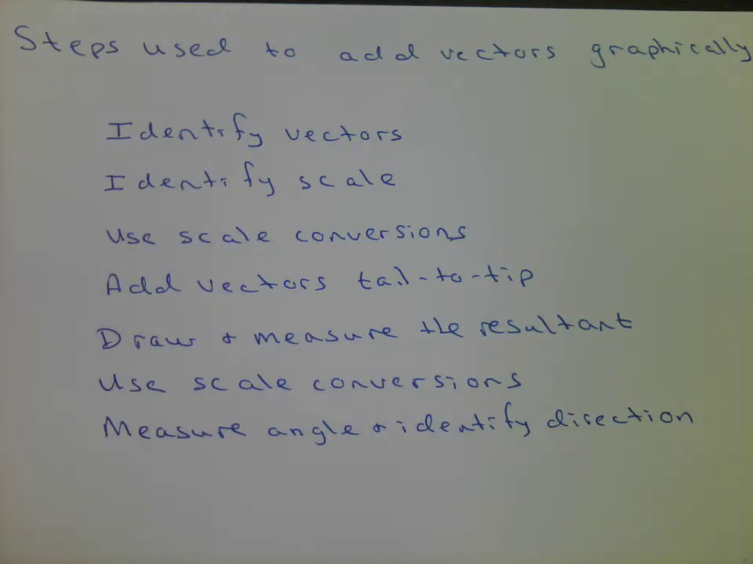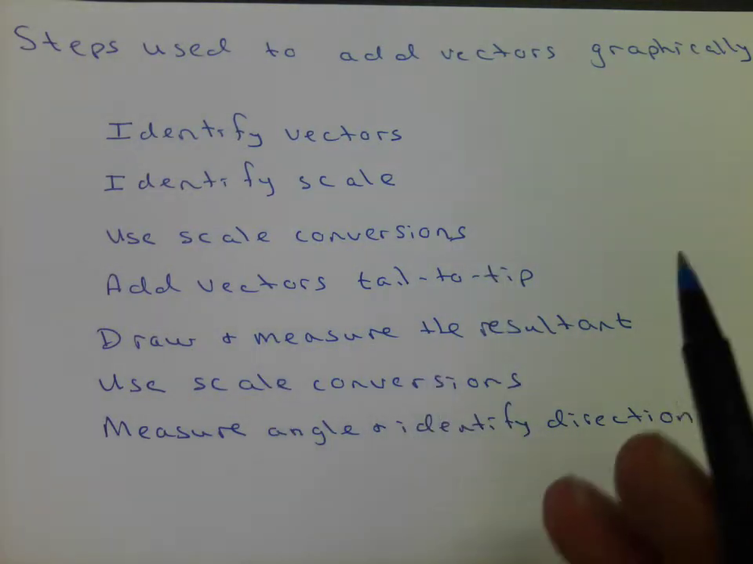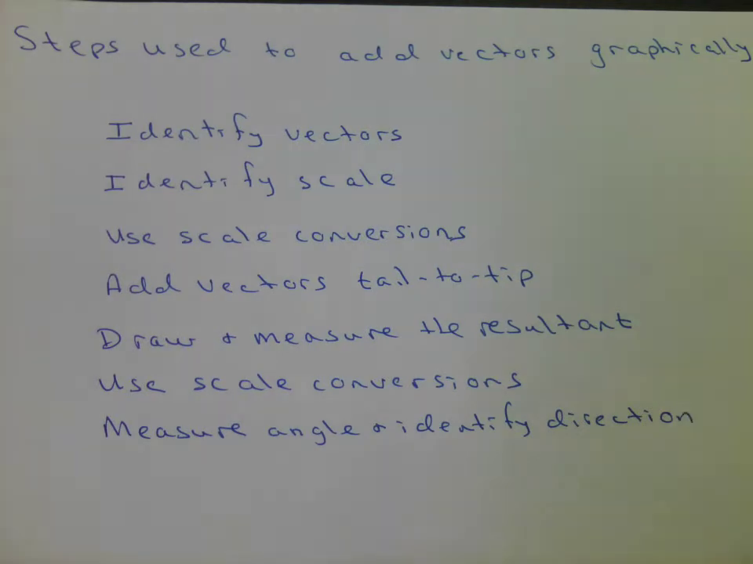There are 7 steps that you need to use in order to add vectors graphically. You must first identify the vectors, identify the scale you're going to use, use the scale conversions, add vectors tail to tip, draw and measure the resultant, use scale conversions, and measure the angle and direction of that angle. We're going to go through these steps and do an example problem of how to add vectors graphically.